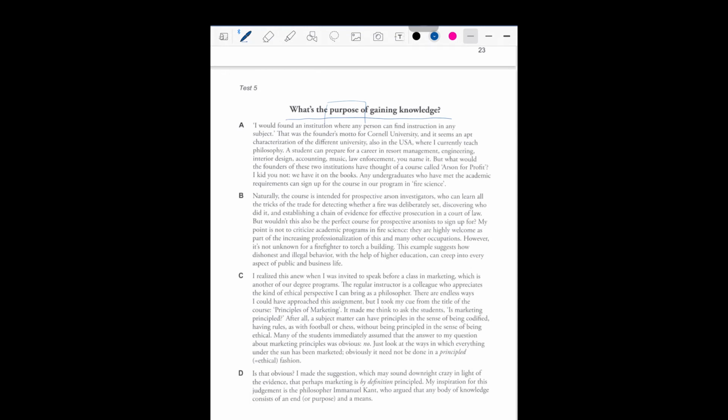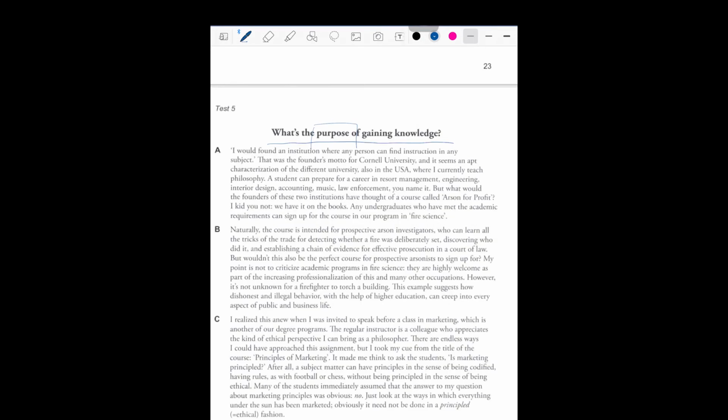Okay, I believe you have completed all the 6 matching heading questions. So let's take a look at the passage and find the answers together. Paragraph A. I would found an institution where any person can find instruction in any subject. That was the founder's model for Cornell University, and it seems an apt characterization of the different university, also in the USA, where I currently teach philosophy.